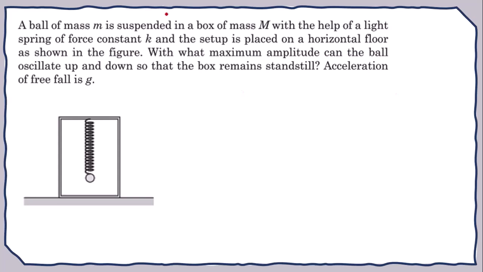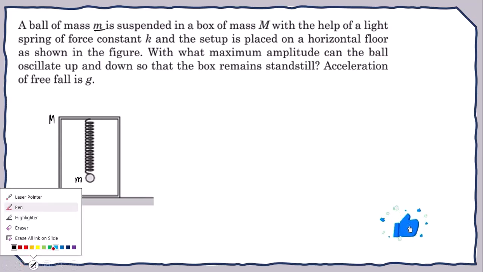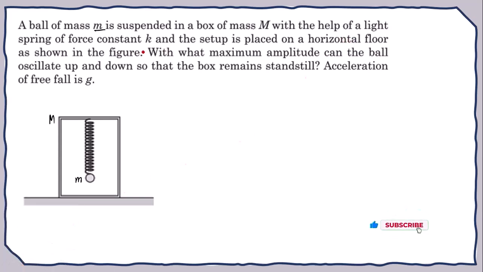So in this situation, there is a ball of mass small m suspended in a box of mass capital M. So this is the box of mass capital M and there is a ball of mass small m. Now it is given that there is a spring of K and the setup is placed on a horizontal floor as shown in the figure. With what maximum amplitude can the ball oscillate up and down so that the box remains standstill?